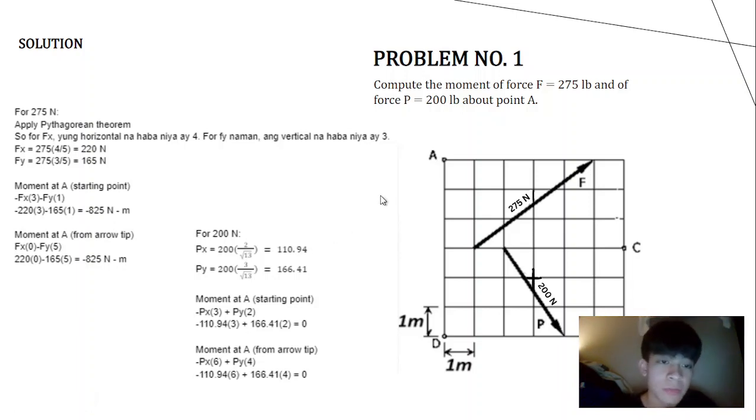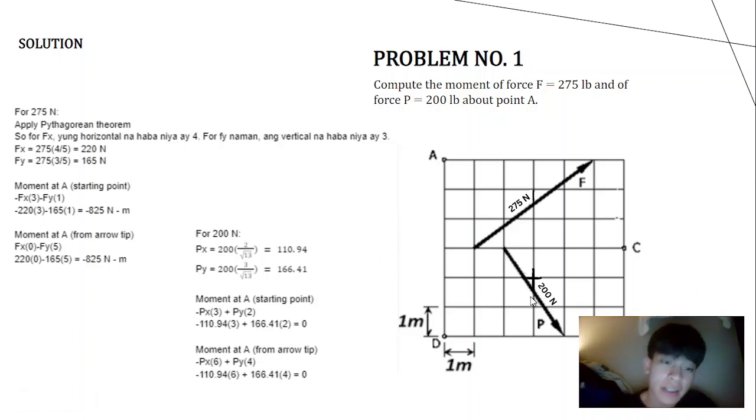So, moment tayo at A, galing naman dito sa arrow tip. So, dahil nasa x-axis naman siya ng A, 0 agad siya, automatic. So, dito naman sa Fy, ang ikot niya ay pag ganun, dahil mas malapit siya dito dumaan, so negative siya, counterclockwise. So, Fy times 5. So, 220 times 0 minus 165 times 5 is equals to negative 825 newton meters.